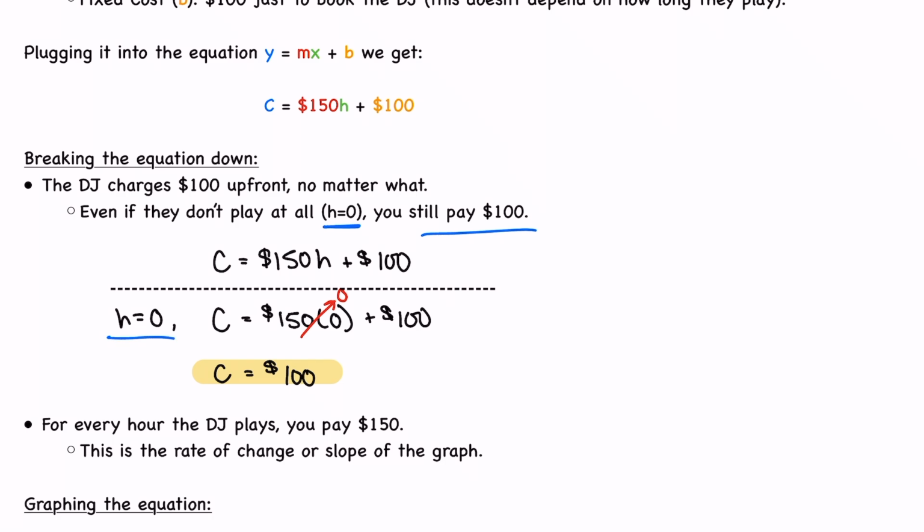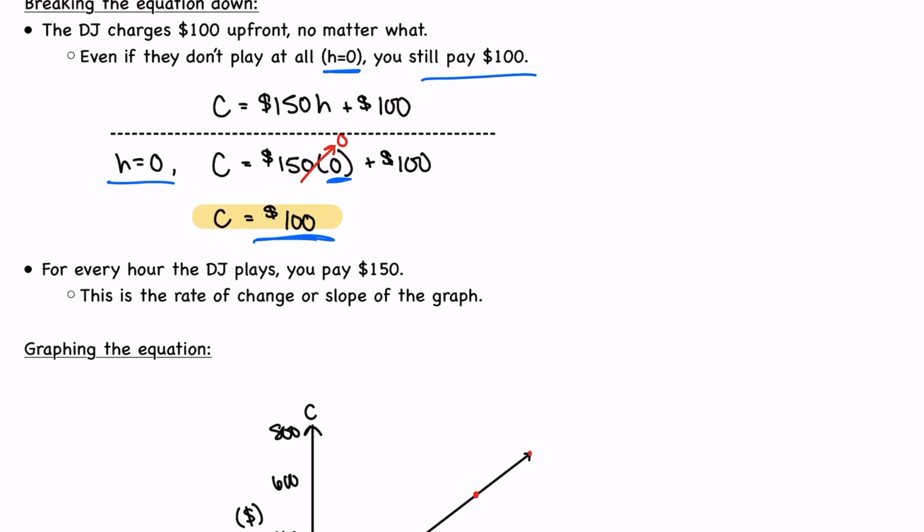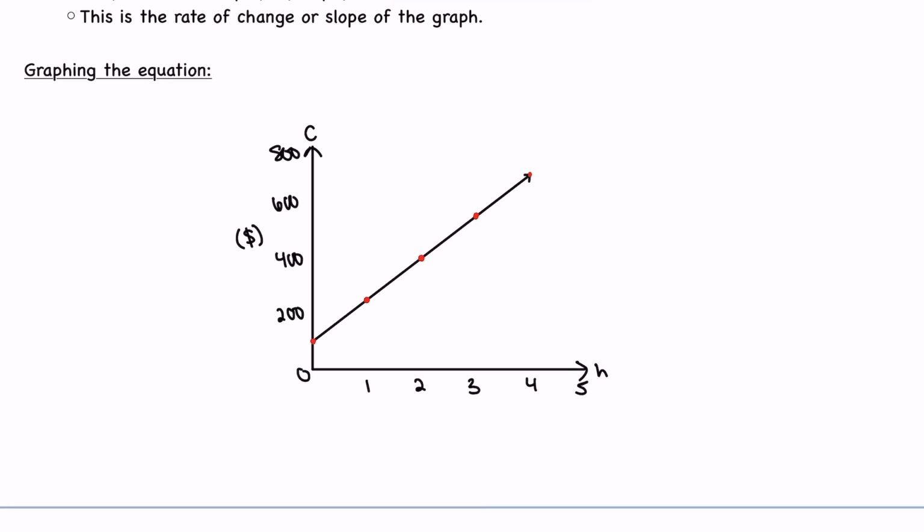So here we set h to 0 to demonstrate him playing for 0 hours. And as you can see, if we make h equal to 0, 0 times 150 just goes straight to 0, and all you have to pay is the booking fee. And this $150 times the number of hours is because for every hour the DJ plays, you pay $150. So this is the rate of change or the slope of the graph. So this is what determines how steep the graph is. And if we were to graph the equation, you would see at 0 hours, you still have to pay that $100 booking fee. And for every hour after that, it increases by $150.